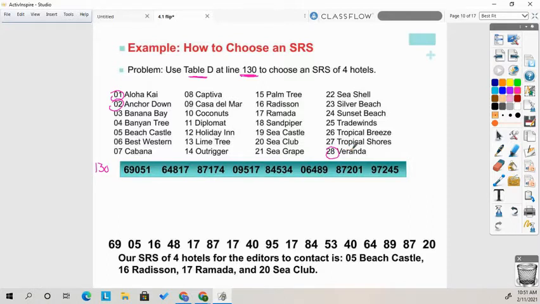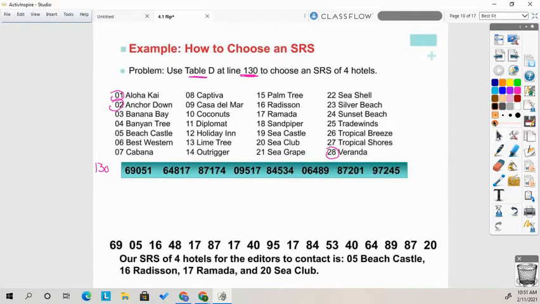These are hotels in Hawaii. And then you're going to read two digits at a time. So here are the two digits. So 69, 5, 16, 48, 17. This is just the same line 130, if you look on your random digit table, and it is just broken up into two digits. Why two digits? Because I have 28 hotels, and I need to read two digits at a time. So step one, number. Step two, read two digits at a time.